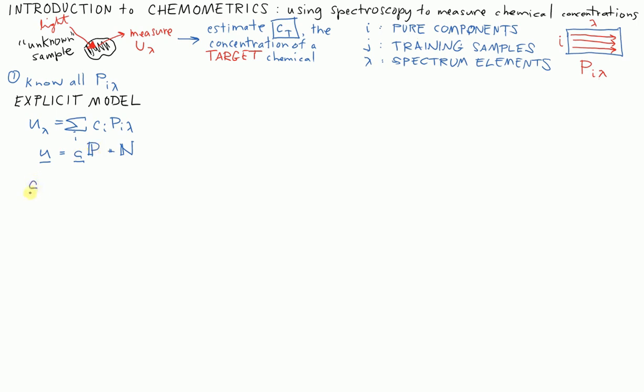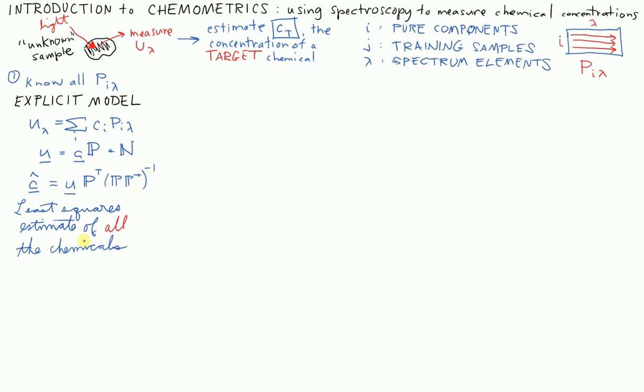We get an estimate of what the concentration vector is. I'm going to put a hat on it to say that it's an estimate. And it's equal to U, the vector U, times the following sequence of P related vectors. P transpose, I multiply P transpose by P, that gives me a square matrix. I then multiply that by the inverse of the P transpose matrix, which is what would be there. And this becomes the least squares estimate of what the concentrations are.